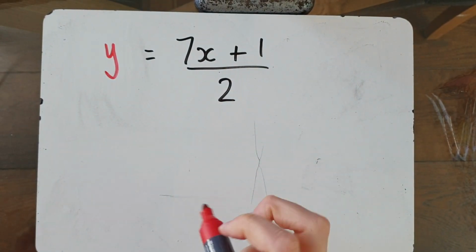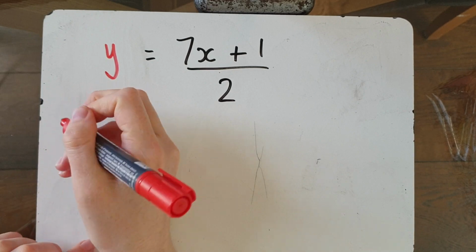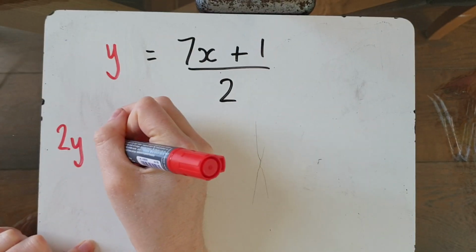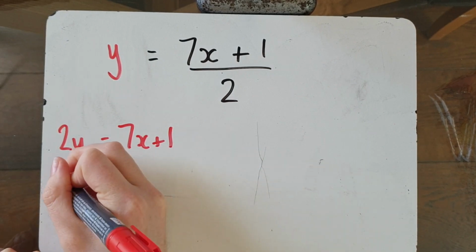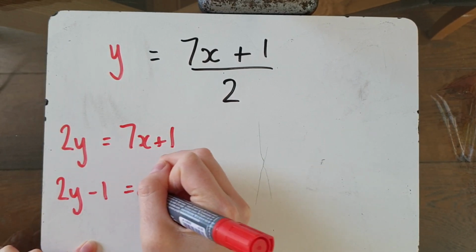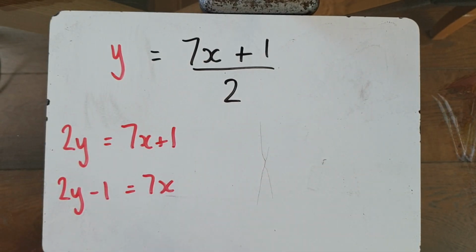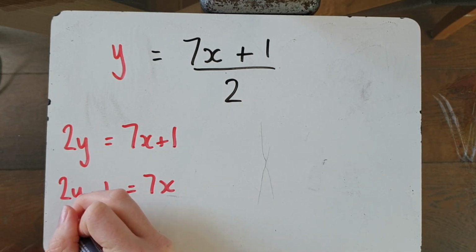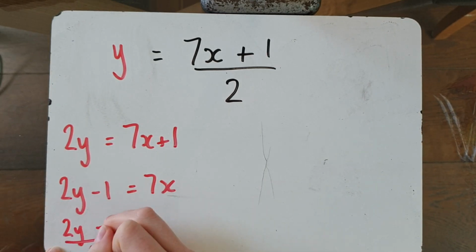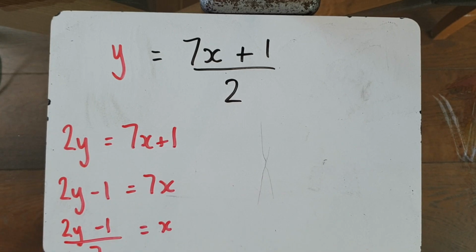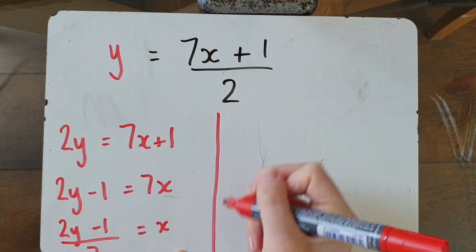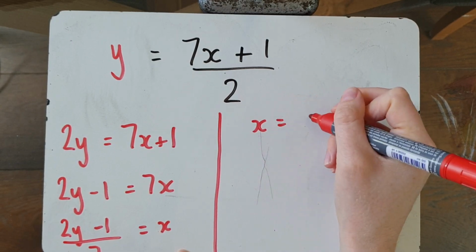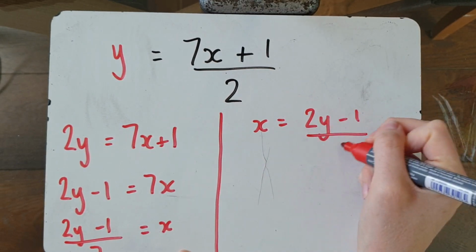Then I'm going to rearrange to make x the subject. So first I'll multiply by 2. Then I'm going to subtract 1 from both sides. And then I'm going to divide by 7. So I've made x the subject. I've got that x equals 2y minus 1 over 7.